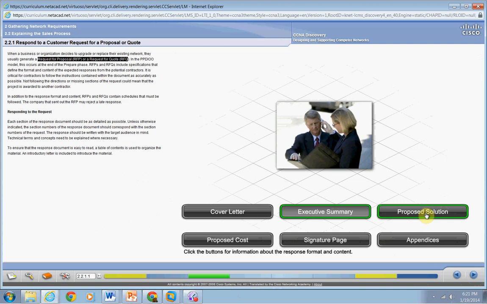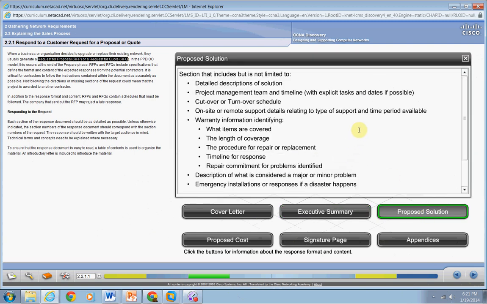Then you do the proposed solution, and that is a detailed description of the solution, the project team, the timeline, dates and tasks, warranty and defective parts, how we're going to handle this, the description of what is considered major or minor problems, response in case of any disaster or trouble, responsibility of the company as related to the ISP, where we start and the ISP begins, who's responsible for upgrade requirements, terms and conditions for damage caused by the company, equipment, and personnel to the customer's site.